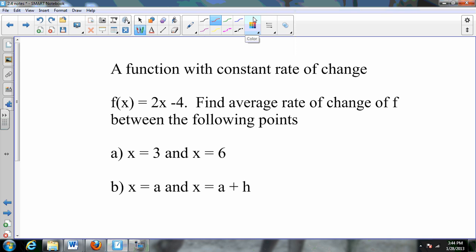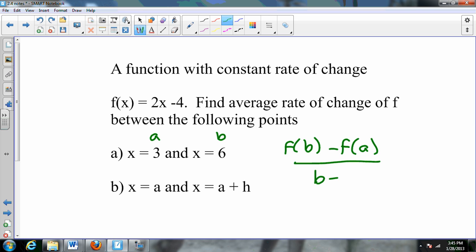Now we're going to look at a function with a constant rate of change. So we're looking at f of x equals 2x minus 4. We're going to find the average rate of change of f between the following points. Our first two are x equals 3 and 6. So a is 3, b is 6, and we're still using f of b minus f of a all over b minus a.